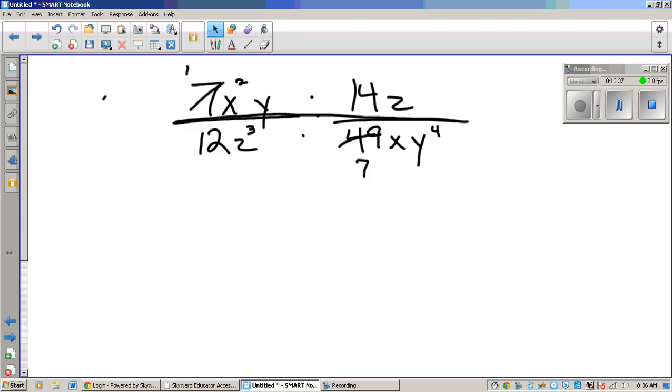Anyone see any other common factors up there? Brendan? 2. 2 for what? 12 and 14. It goes into 12 and 14. Good. That's a 7. That's a 6. Do we see any other common factors with the whole numbers? Cole? 7 and 7. They cancel each other out, and that becomes 1 over 1. 7 over 7 is the same thing as 1 over 1.